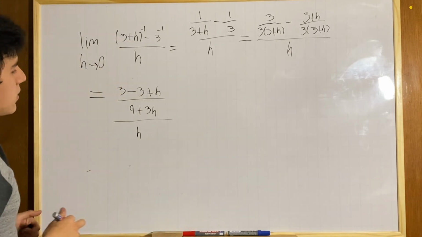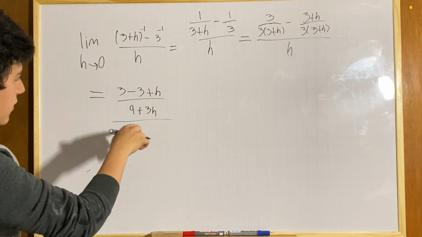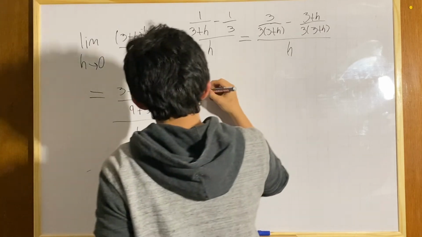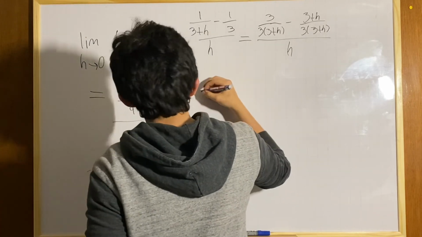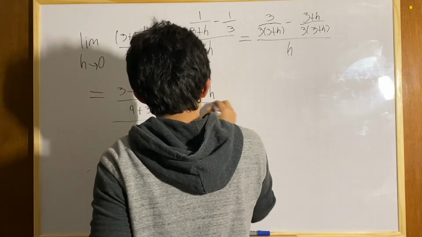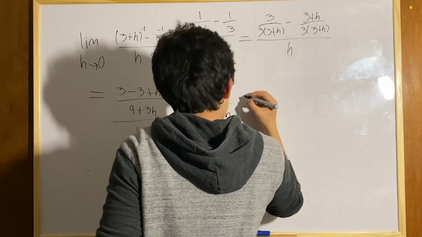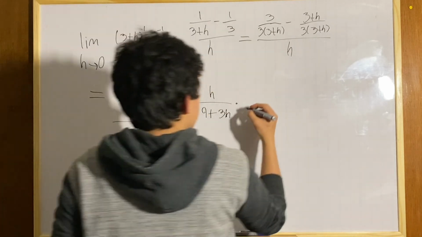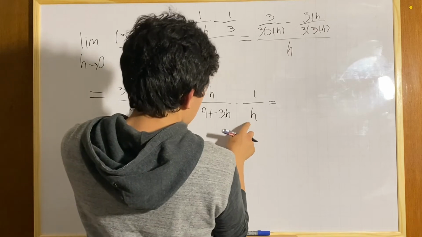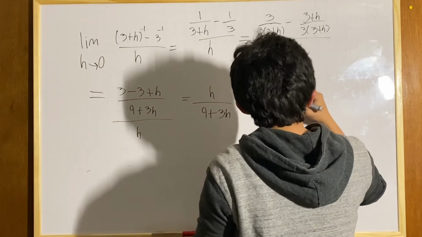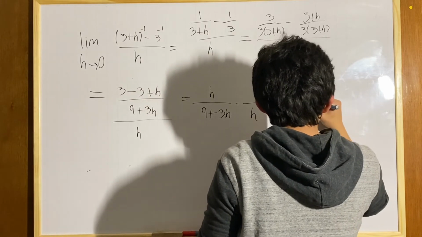Once again, what we can do here is we're dividing by this, so it's the same as if we multiplied by the inverse. So these two 3's go out, pretty cool, and this is going to be equal to h over 9 plus 3h times the inverse of h, which is just 1 over h. The two h's go out, and we get 1 over 9 plus 3h.